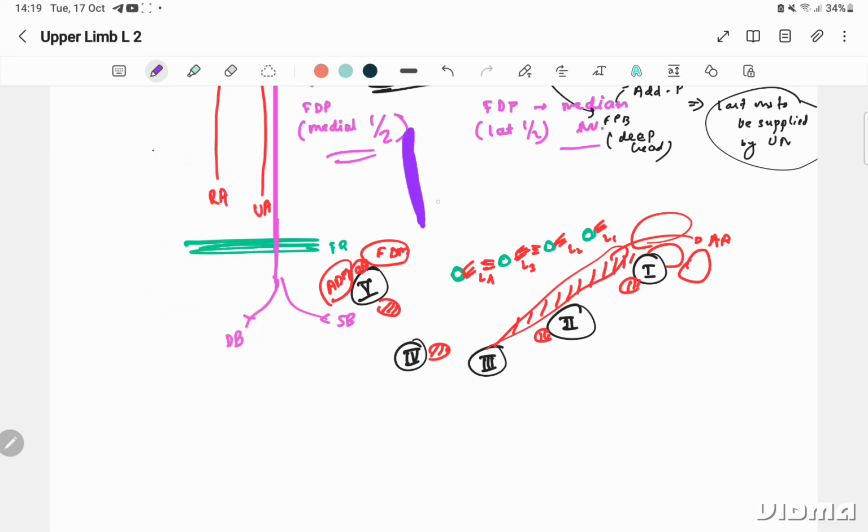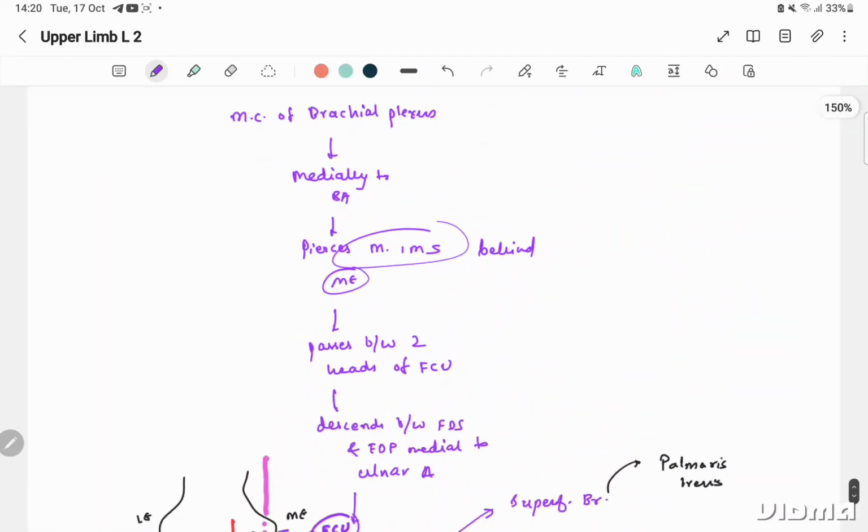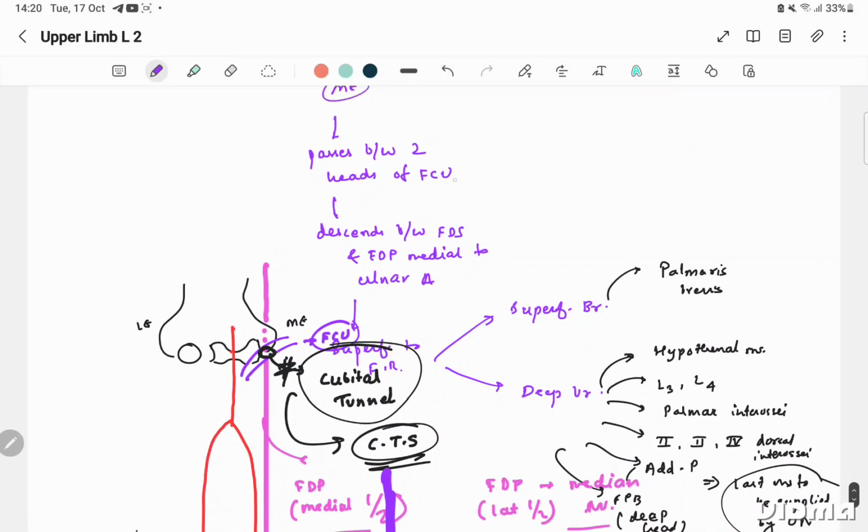So let's say this is the ulnar nerve. Here you have the deep branch. This is the deep branch, and the superficial branch will supply only one muscle, that is palmaris brevis. Okay, the deep branch would come like this. Okay, we just crossed our limits like this. The deep branch would give innervation to all the hypothenar muscles. Okay, and then it will pass like this. I said it will pass between the two heads, descend between the FDS and FDP, medial to the ulnar artery.